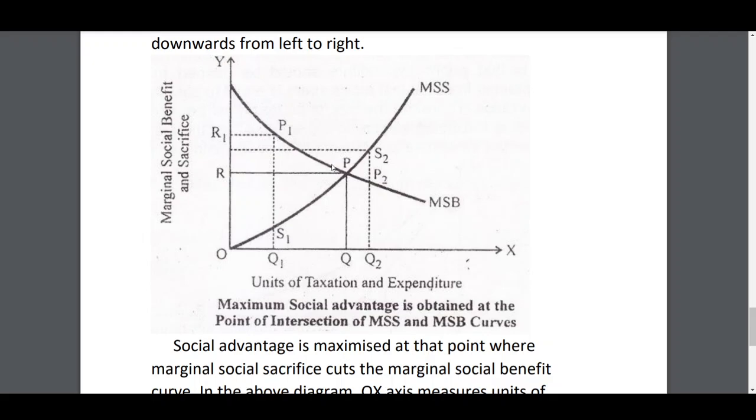According to Dalton, which is the point of maximum social advantage? It is that point where the MSB curve and MSS curve are intersecting. Now, at point P2, MSS is more than MSB. Therefore, point P2 is also not the point of maximum social advantage. So, according to our theory, point P is the point of maximum social advantage, where the MSS curve cuts the MSB curve at point P.